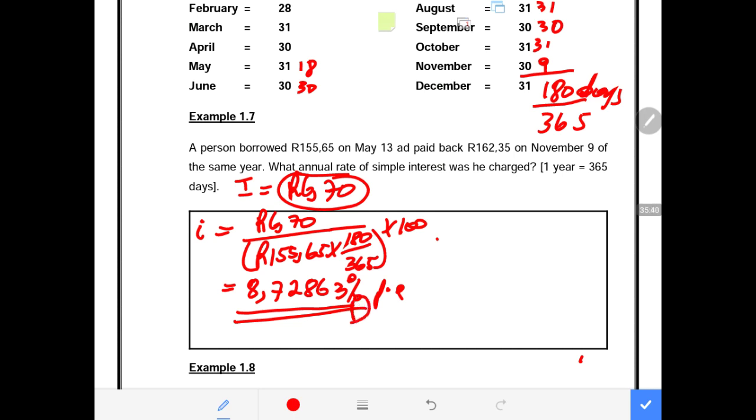Now they made everything simpler for us, and once again they said 1 year is equal to 365 days.